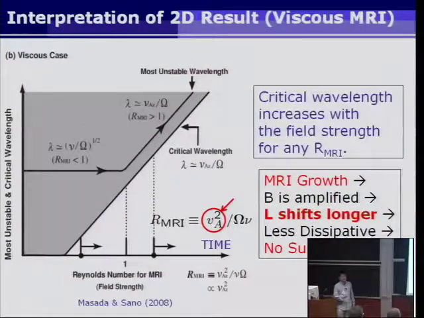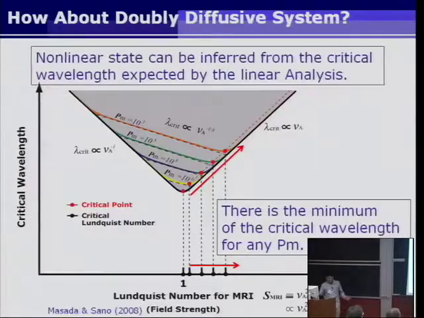How about the viscous case? In the viscous case, the critical wavelength is unchanged, so it's always V_A over omega. So that's why for any viscosity, the system goes to a less dissipative one, and we couldn't see any suppression. Of course, this is only a 2D result, but we applied this diagram to the double diffusive case, which means including both viscosity and resistivity.